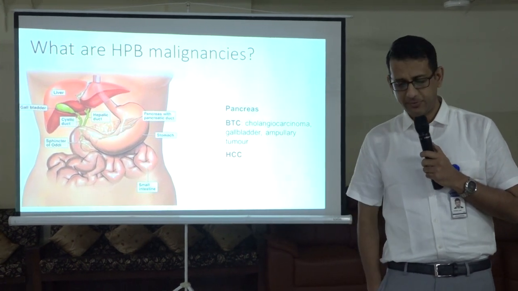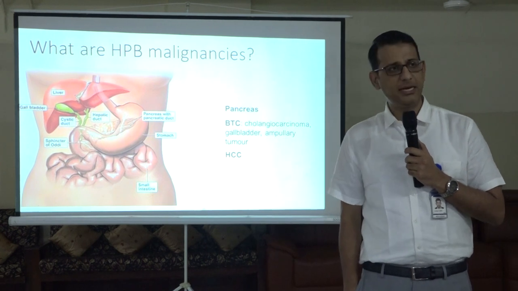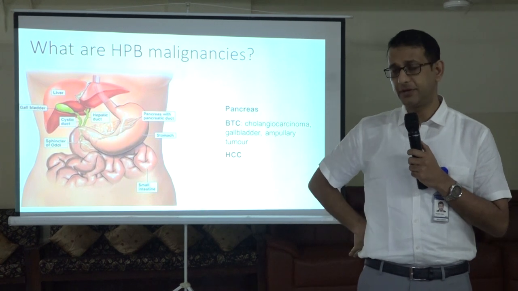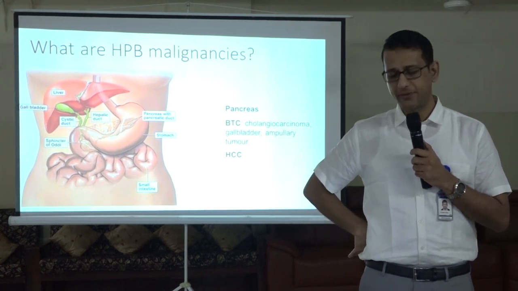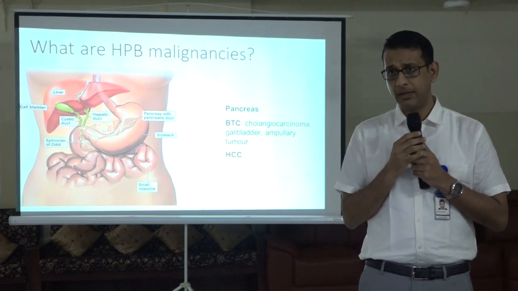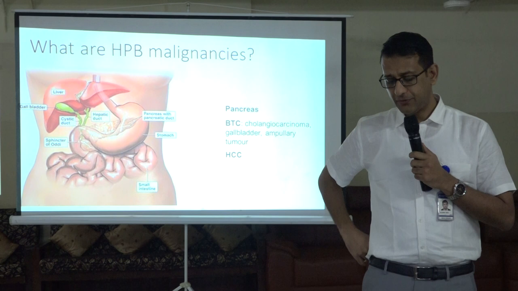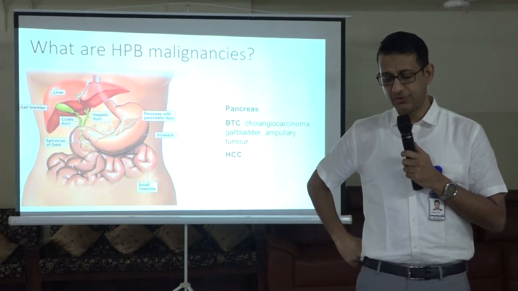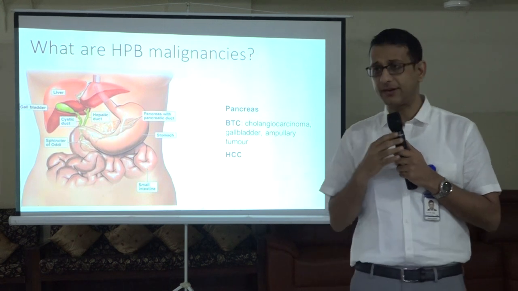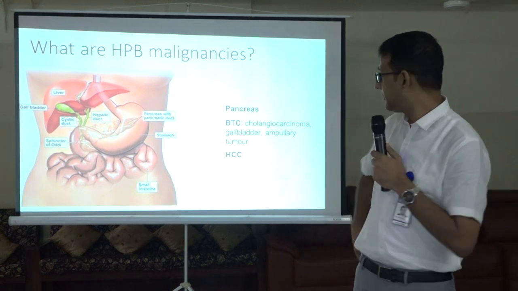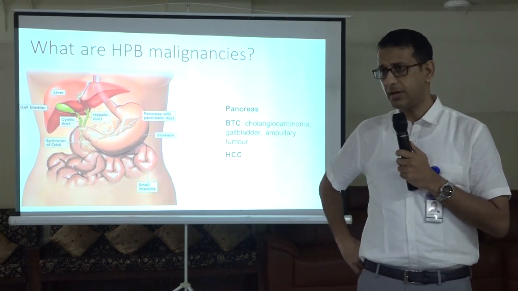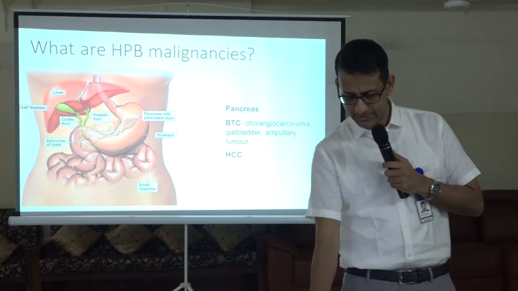When you talk about HPB malignancies, we're actually dealing with the biliary tree, which consists of different organs that may have different origins, and even the cancers arising in them may not behave the same way. Hepatocellular carcinoma is a totally different problem, and pancreatic cancer is different. Then you have the biliary tract, starting from the intrahepatic biliary system to the gallbladder and the extrahepatic biliary system.